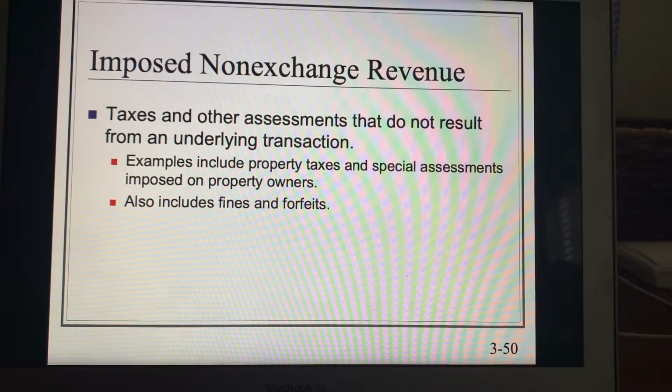Imposed non-exchange revenue, taxes and other assessments that do not result from an underlying transaction. Examples include property tax and special assessments imposed on property owners. Also includes fines and forfeits.